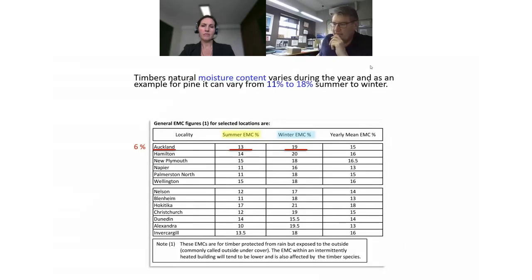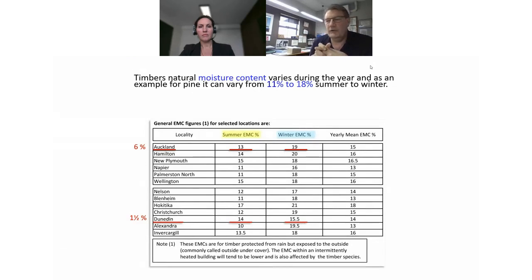Now, if we look at Dunedin, and I know Dunedin quite well because when I was younger, I grew up there. I'm based in Wellington now, but when I grew up there, and you can see, just on average, by the way, that there's not much of a change. So you're not going to get as much timber movement as in Auckland.